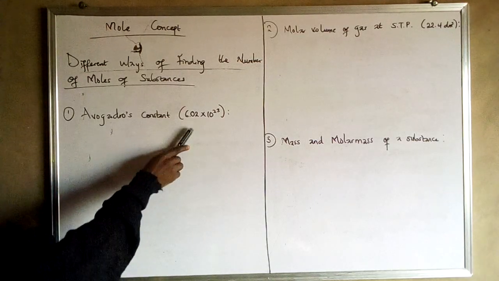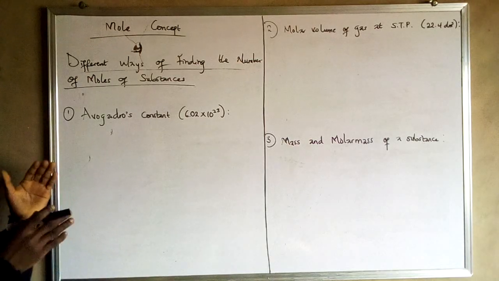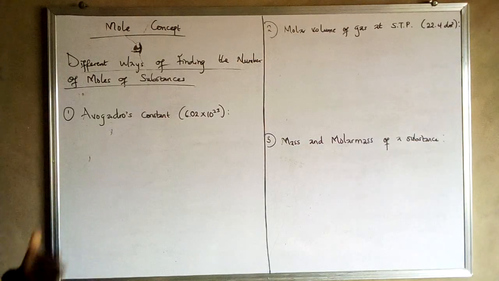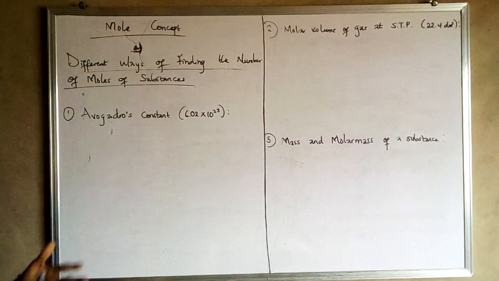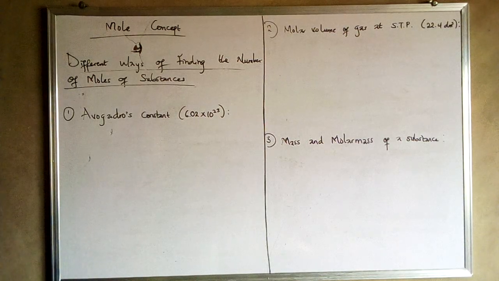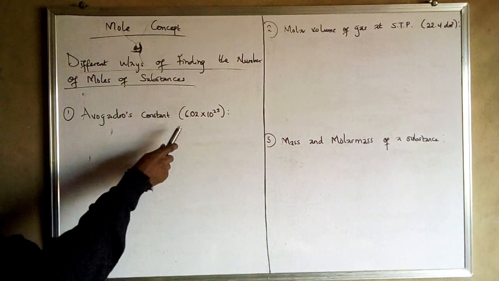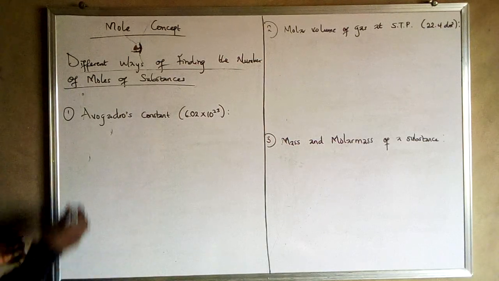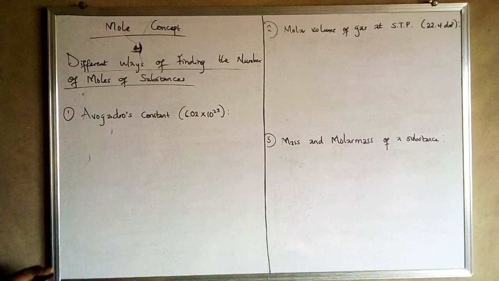We all know that the value of Avogadro's constant is 6.02 times 10 raised to the power 23. So it all depends on the values given in the question. If the question requires Avogadro's constant, we're going to have the number of particles. To find the number of mole, we have to have the number of particles of the substance which we are looking for in mole, and the Avogadro's constant. So we use this formula if such a question is asked to find the number of mole of a substance using Avogadro's constant.